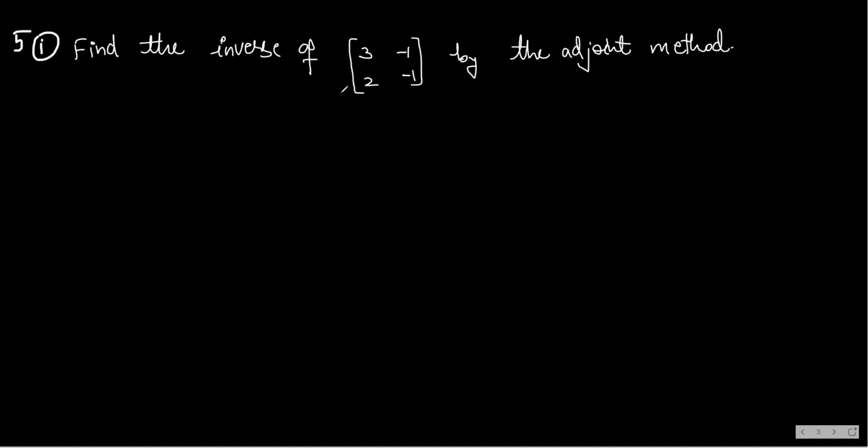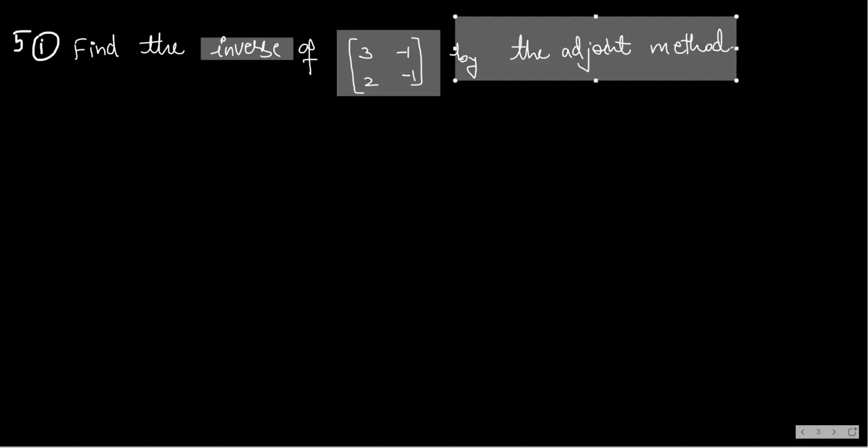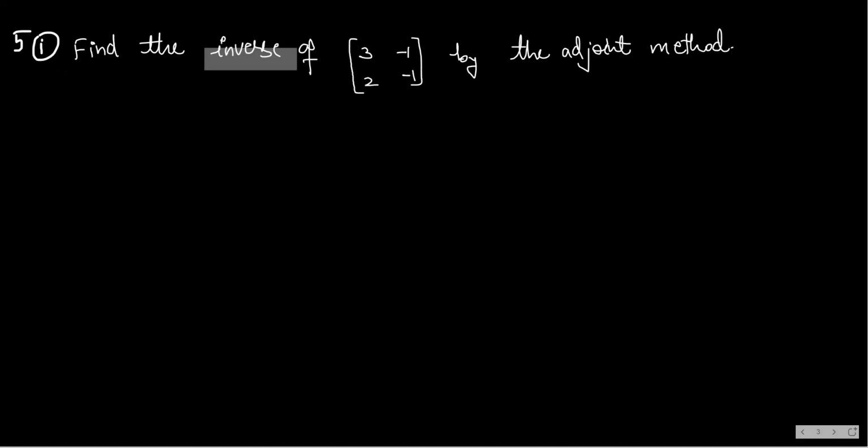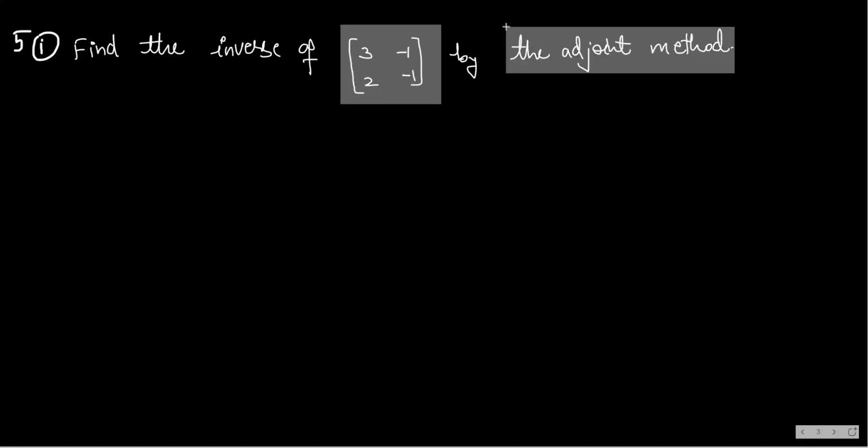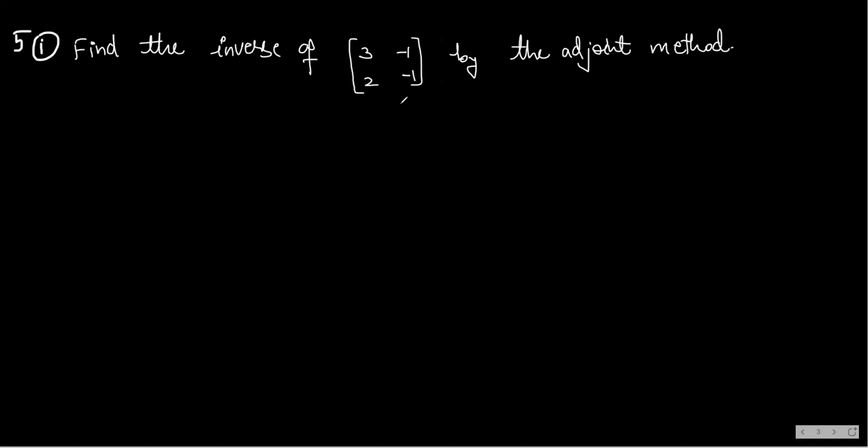So here we have another question where we have to find the inverse of the matrix by adjoint method. Same thing, earlier also we did the same. In this question also we are finding the inverse of the matrix by adjoint method. But if you see here, this time the matrix is a 2 by 2 matrix. So if it's a 2 by 2 matrix, how will we do it?